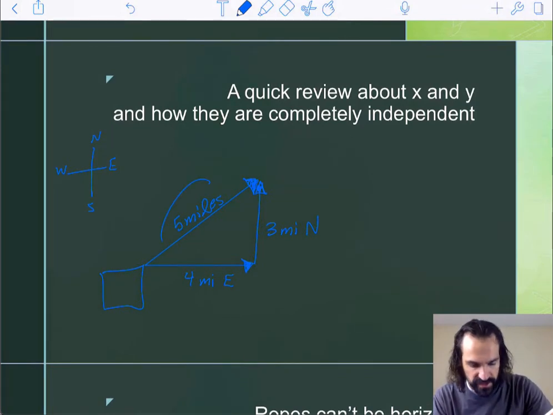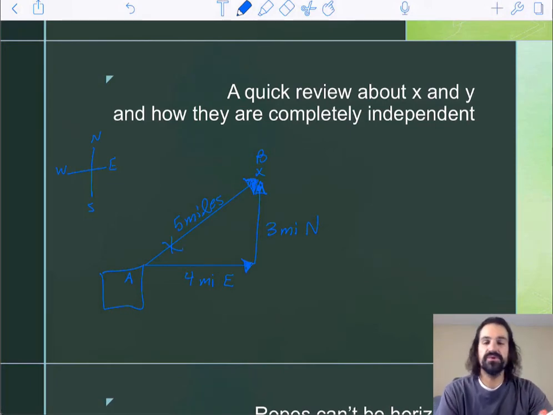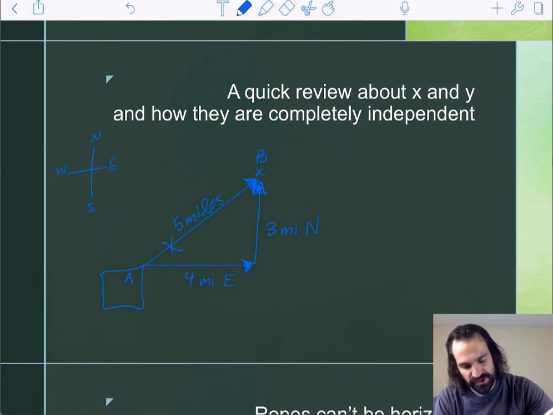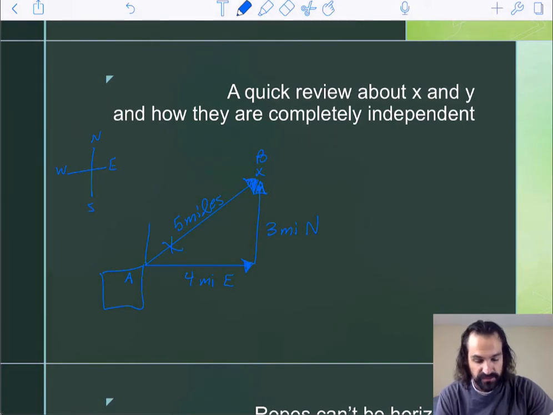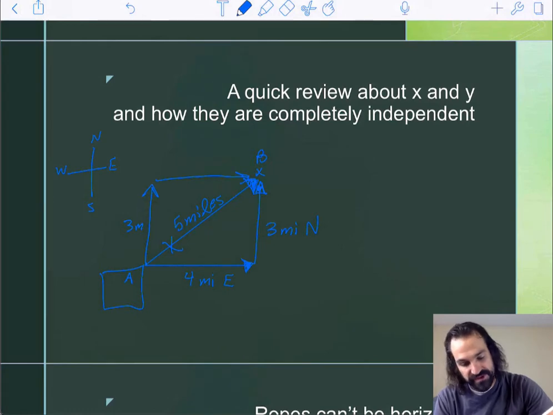So a quick example is, let's say you're trying to get from position A to position B. You could go 5 miles northeast, but let's say it was blocked. You're still going to end up at the exact same position if you went 4 miles east and 3 miles north. It'll still get you there. In fact, we could have redrawn this triangle as 3 miles north and 4 miles east.